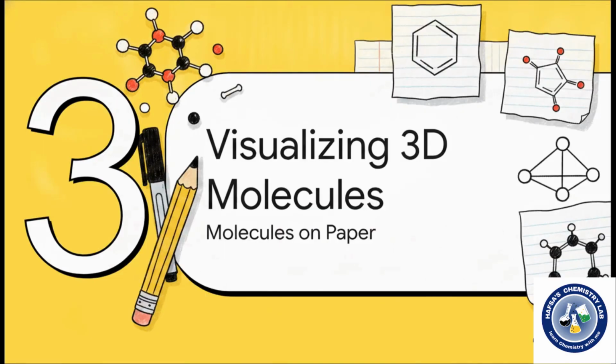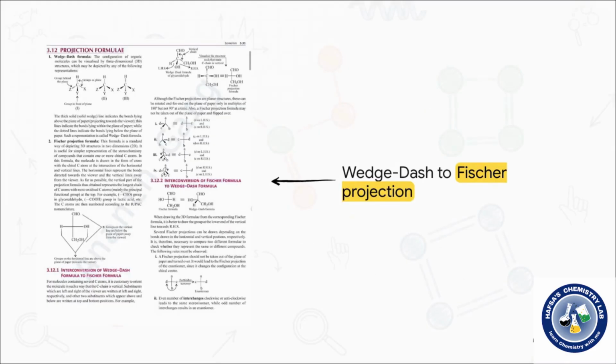All right, section 3, visualizing 3D molecules. Okay, so since we can't all carry around 3D plastic model kits everywhere we go, we need a way to translate reality onto a flat piece of paper. On the left, you've got the wedge-dash formula. Those solid, thick wedges, think of those as bonds popping right out of the page towards you, and the dashed lines are receding back away from you.